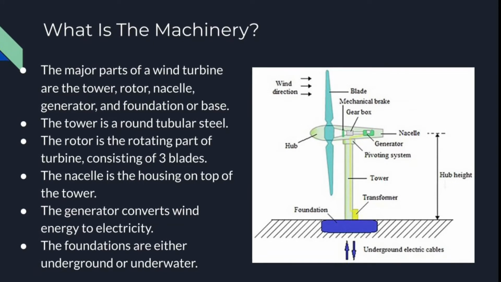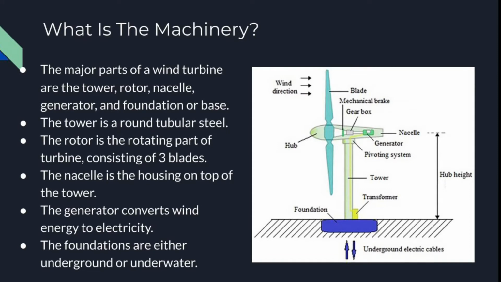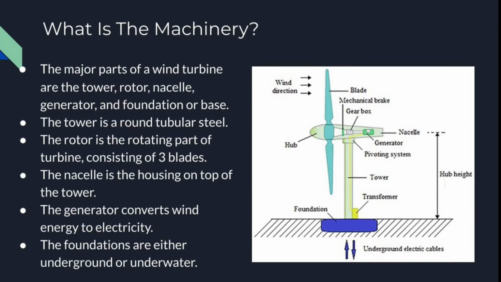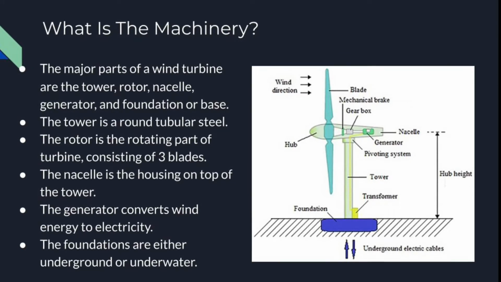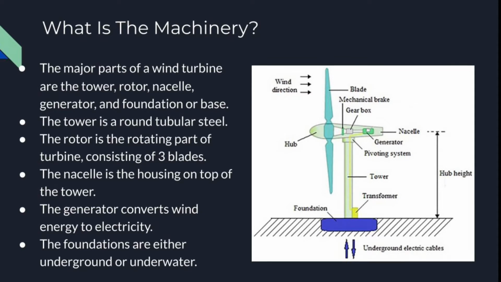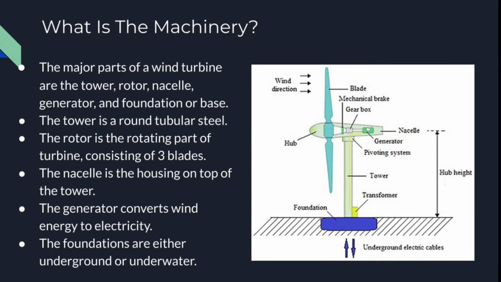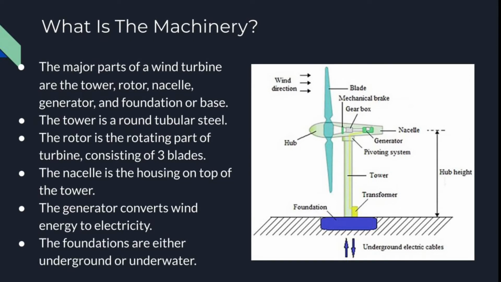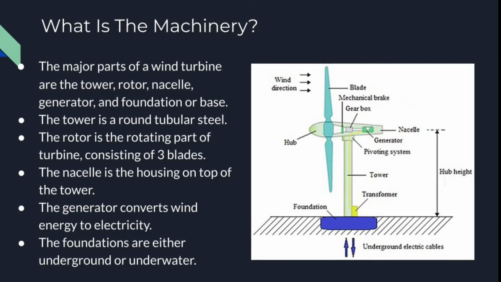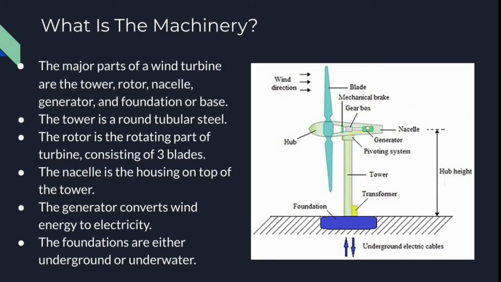The rotor is the rotating part of a turbine. It consists of mostly 3 blades and the central part that the blades are attached to, the hub. A turbine does not necessarily have 3 blades. It can have 2, 4, or another number of blades, but the 3-blade rotor has the best efficiency and other advantages.